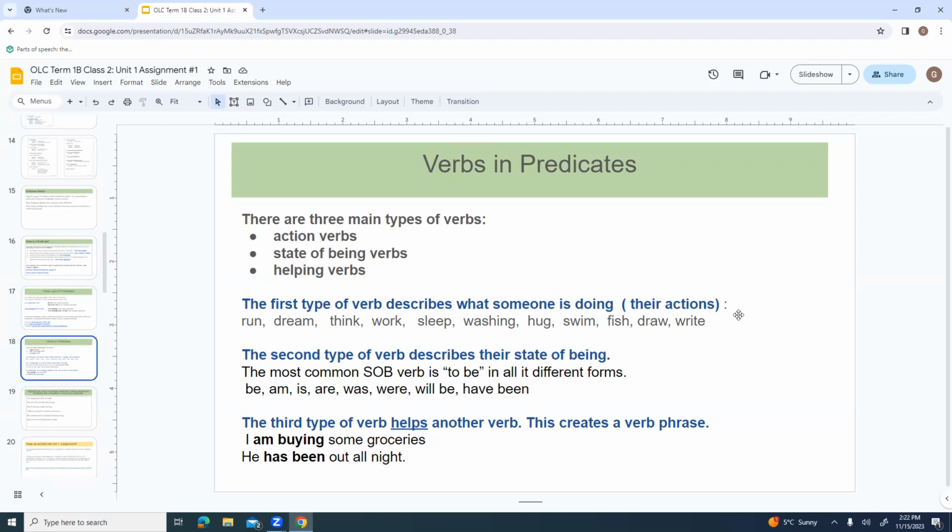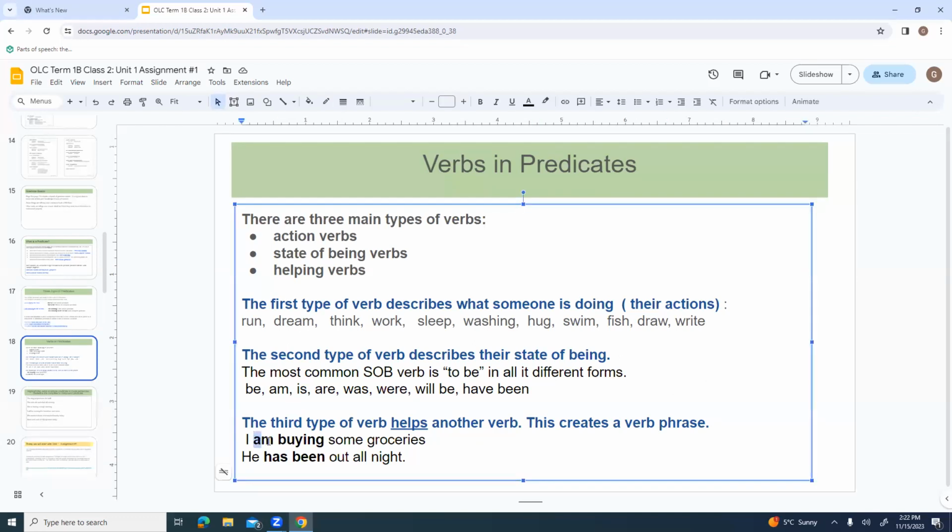So for example, I am buying. Am is a helping verb, right? He has been out all night. Has is a helping verb. The buying is an action verb. The being is a state of being verb. So there's three different types of verb that you might find.